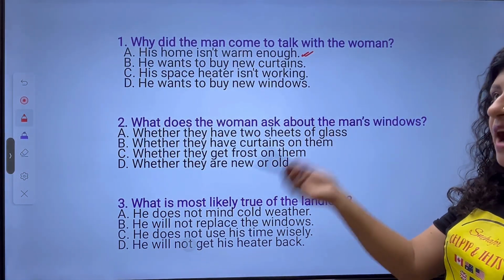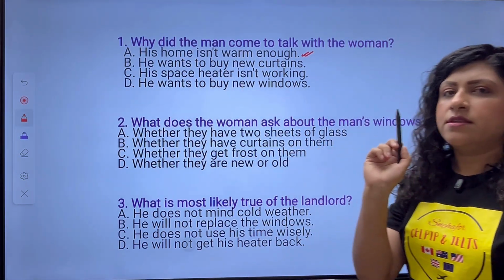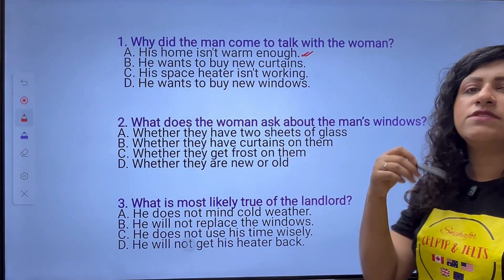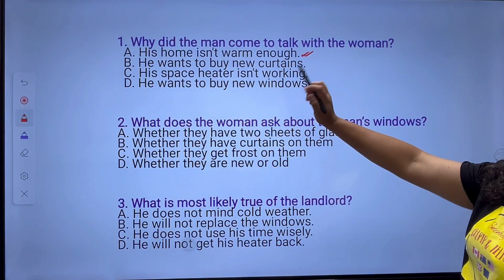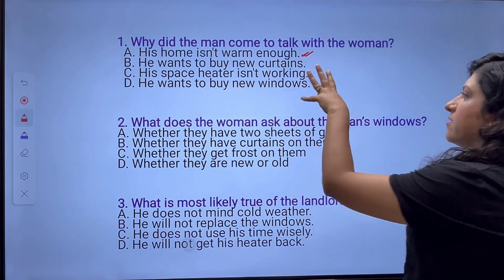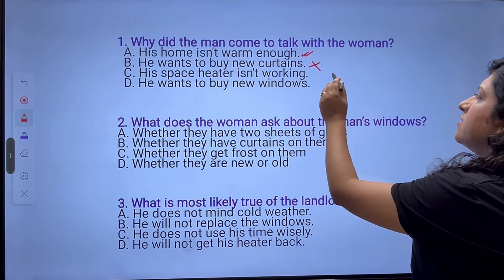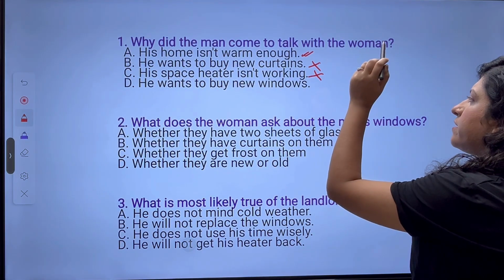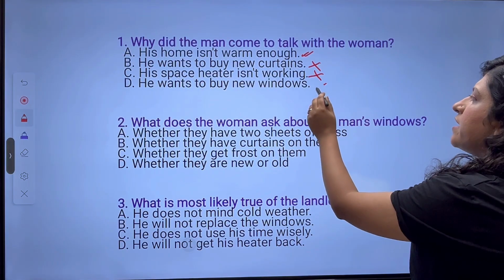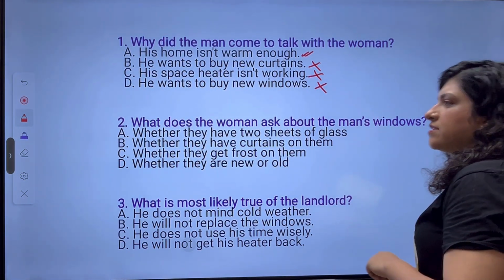And then he said that I think my heater is not working. So he was not sure about it. The one thing that he was sure about is that his home isn't warm enough. He said that his apartment is always cold, right? So that would be the correct answer. He wants to buy a new curtain. No, that's the solution that the lady gave. That's not at all why he was there. And he was not sure about whether his space heater is working or not. Problem was that his home wasn't warm enough, and then he wants to buy new windows. No, again, this was part of the suggestion, part of the solution, not what he was there for.